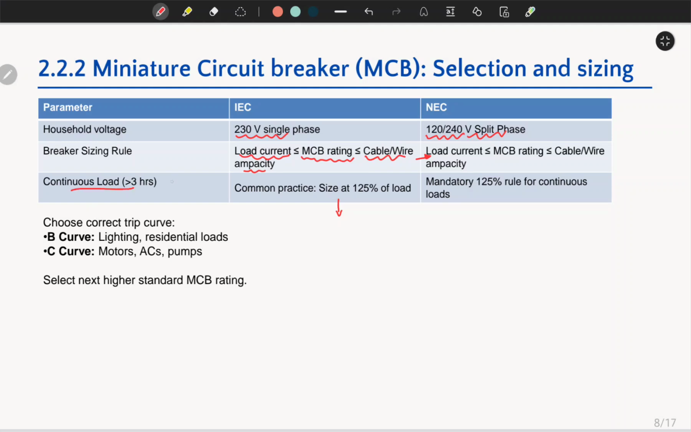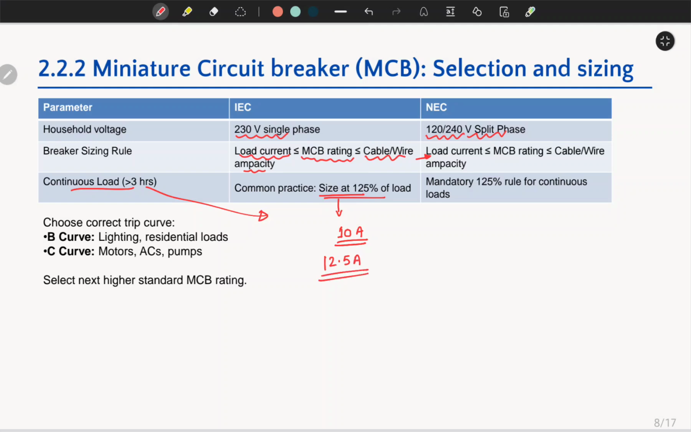Like in case of continuous load for more than 3 hours, the size of the MCB should be 125% of the load. What does that mean? It means if my load is taking a current of 10 ampere continuously, rated for 10 ampere continuous current, then my MCB should be sized for 12.5 ampere.